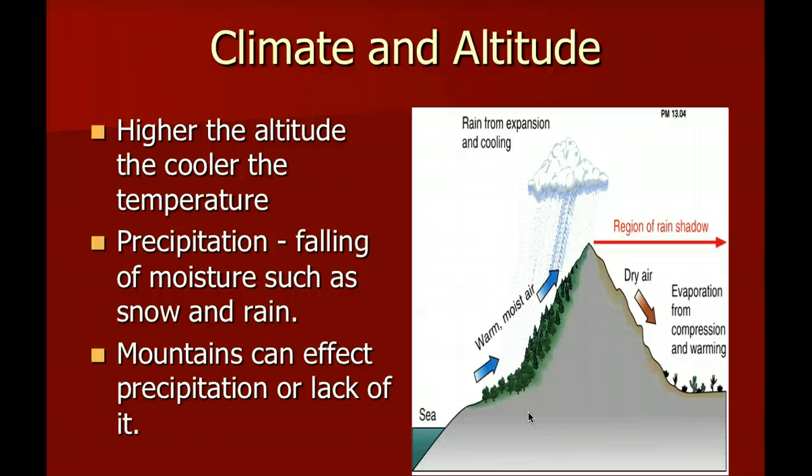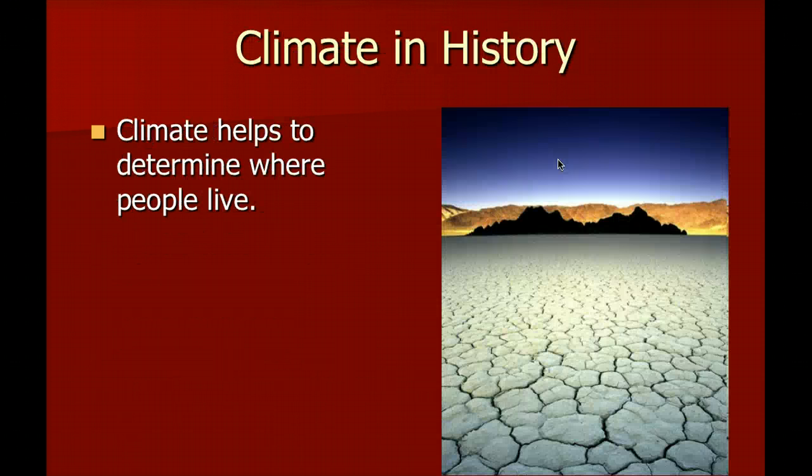Climate and altitude. The higher the altitude, the cooler the temperature. In Africa, there's a mountain almost on the equator, Mount Kilimanjaro, that is still snow-covered because it's so high up. Precipitation is falling moisture such as snow and rain. Mountains can affect precipitation or lack of it. For example, here, if a cloud comes this way and it gets higher, it can't hold as much moisture, so it rains on this side, but it doesn't rain on this side. That has a major impact because it can't hold as much water when it gets colder due to the vibration of the molecules.